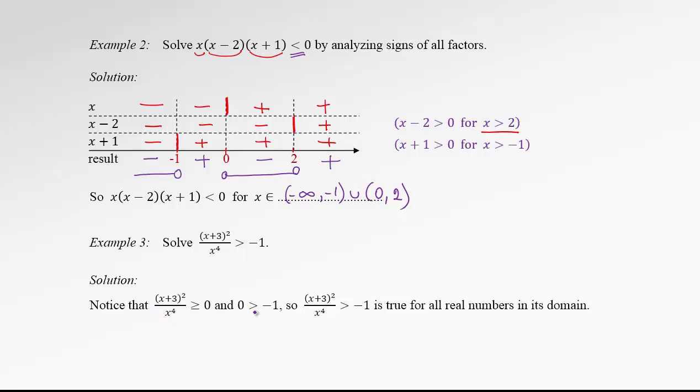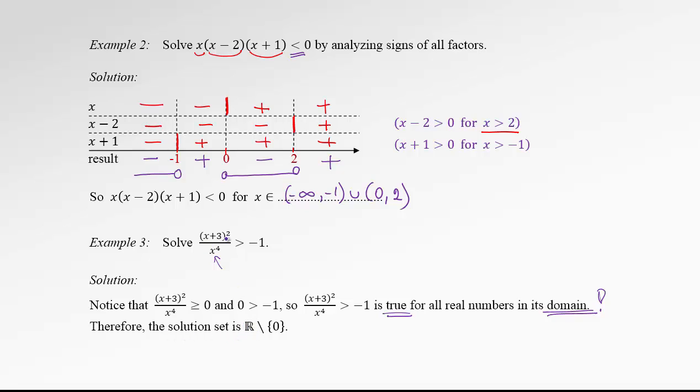Since 0 is always bigger than -1, therefore this left-hand side is always bigger than -1, meaning this inequality is always true, but for all real numbers in its domain. We need to remember the domain part. What is the domain of the left-hand side? Well, those are all real numbers except for 0. We can't plug in 0 for this x because the denominator would be 0 and that's not allowed, right? So, the solution is all real numbers.